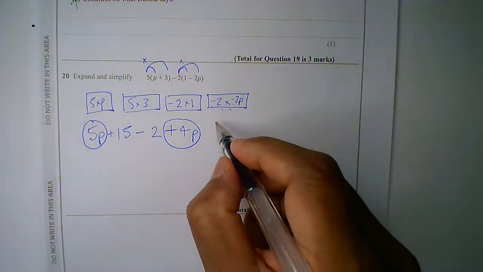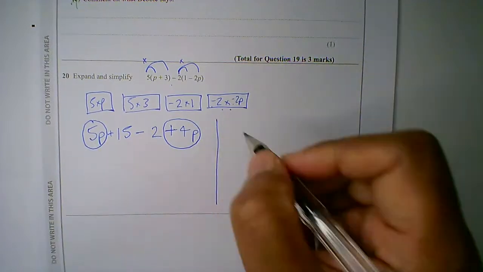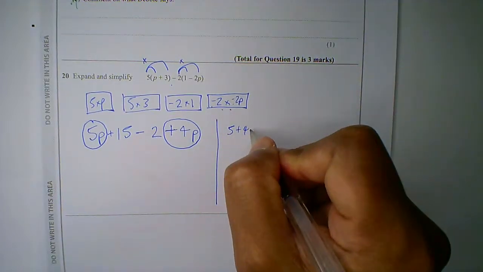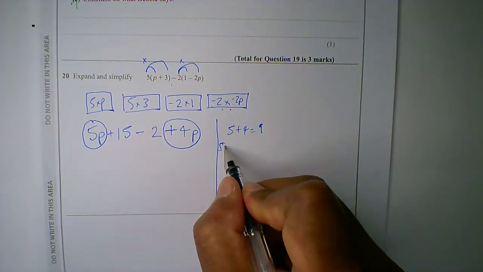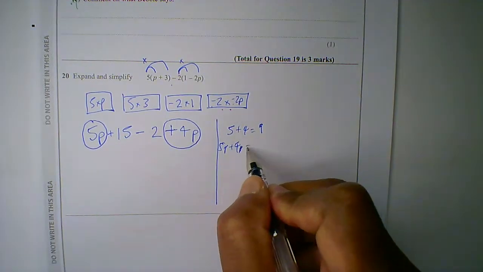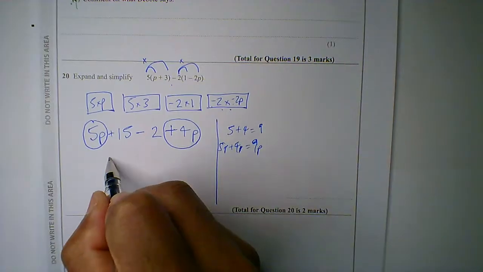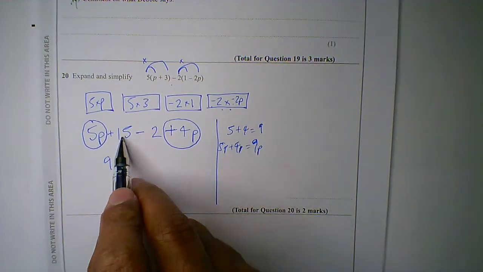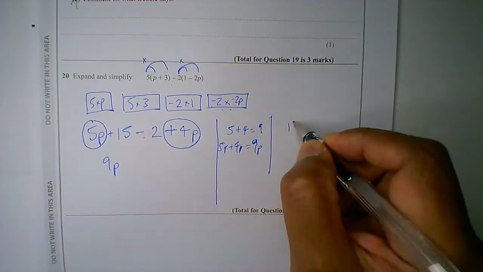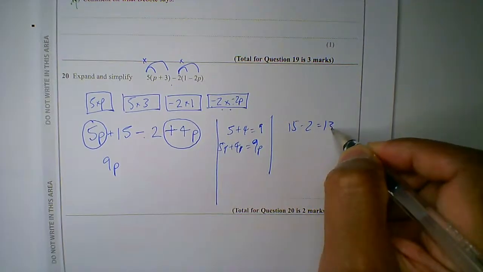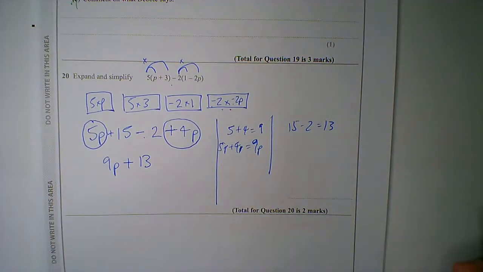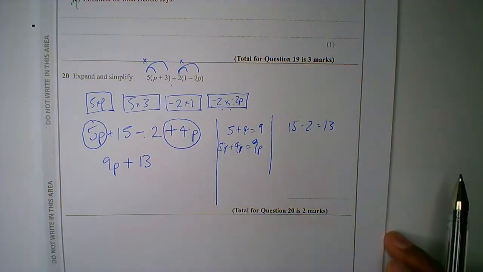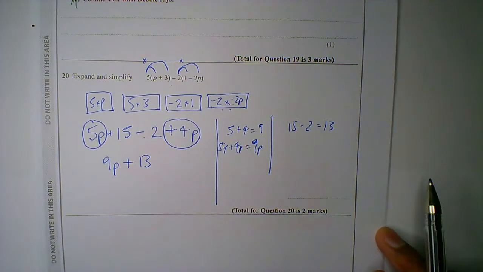5p and 4p. So now I can ignore the p's. I can do 5 plus 4 gives me 9. So this is going to be 9p, or 5p plus 4p equals 9p. 9p, and then I'm going to do 15 take away 2. That gives me 13. So 9p plus 13. Okay, so a lot of work going on there. Again, you can easily make silly mistakes. So just be extra careful.